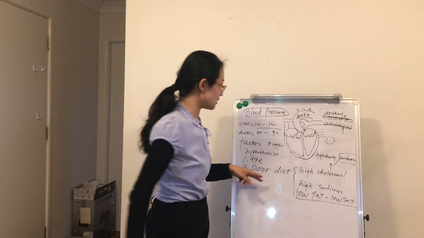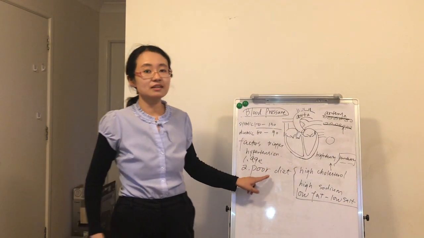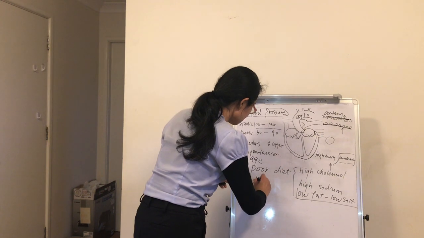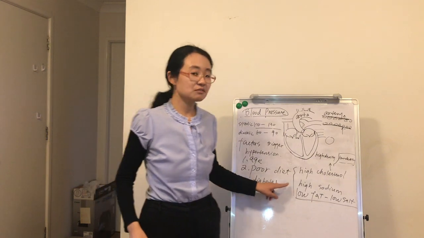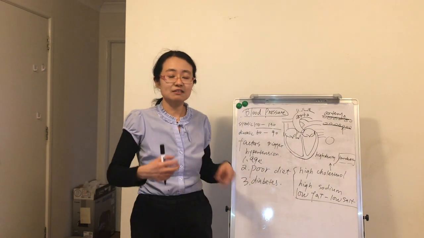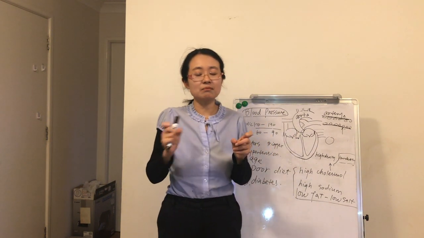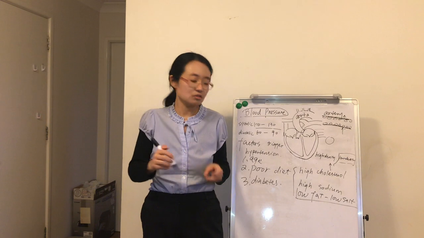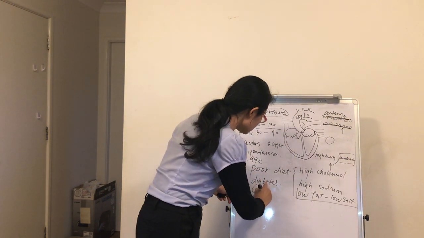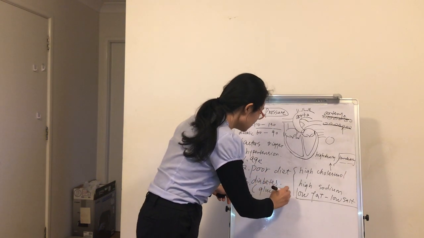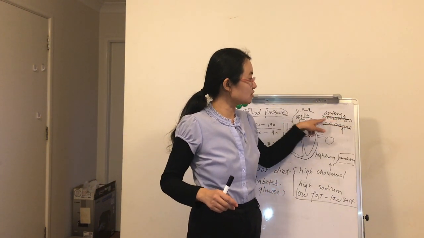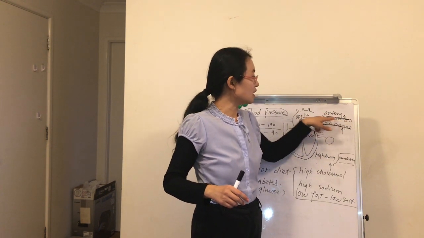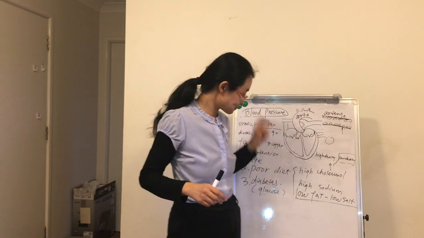Now, the third reason for the blood pressure to increase is diabetes. Diabetes is a very serious chronic condition, which means that the blood sugar is high inside your blood. The sugar inside the blood is called glucose. Now, if the glucose is actually high in the blood, it could also damage the artery, the blood vessel wall, the artery endothelium.